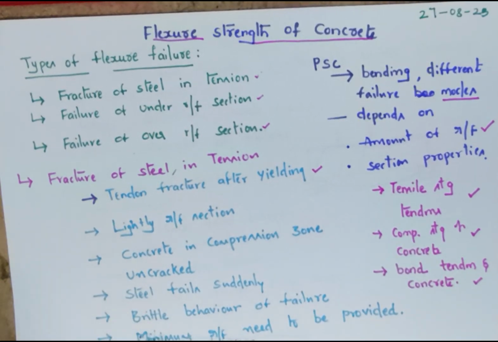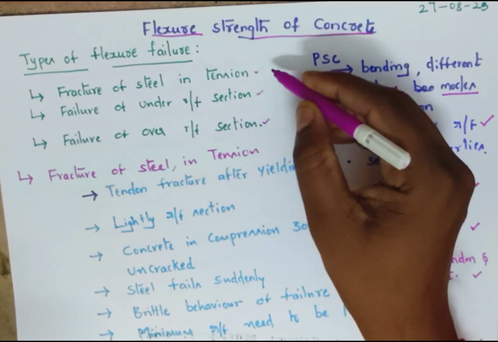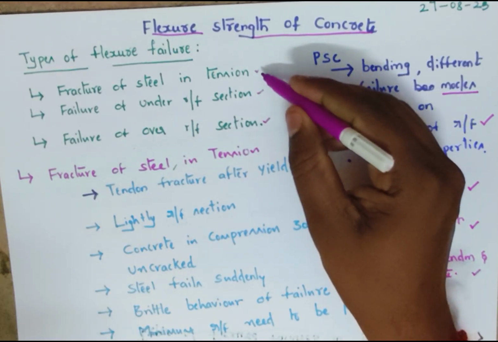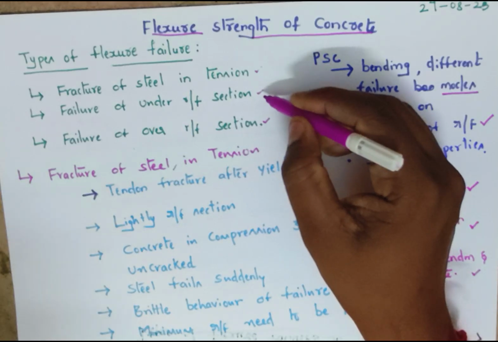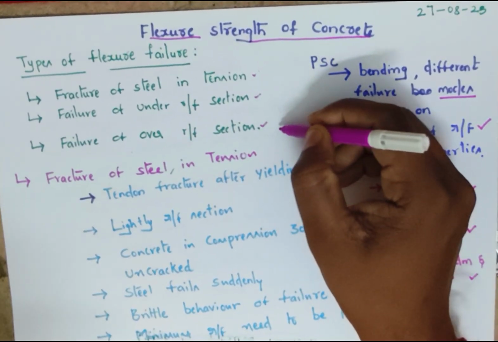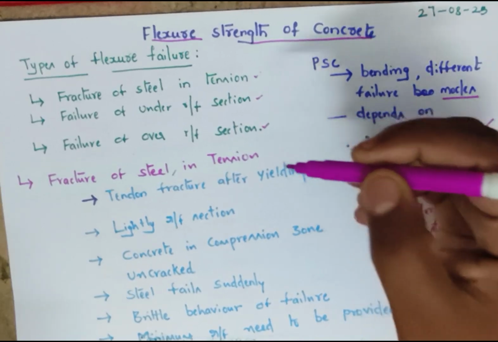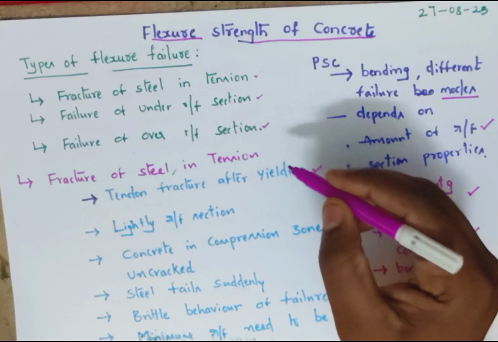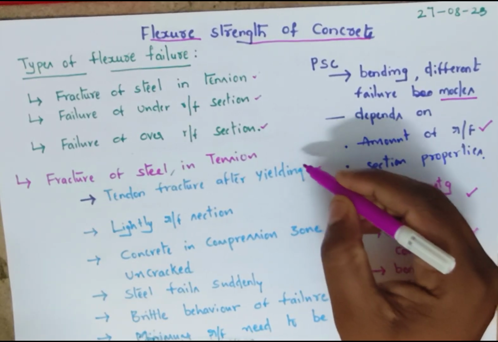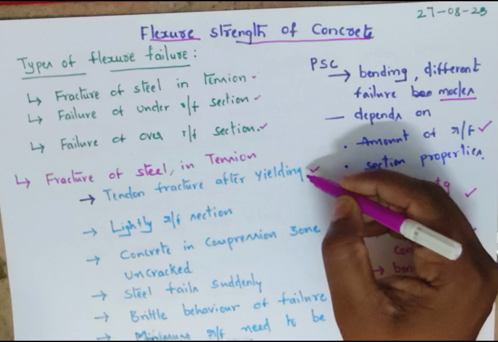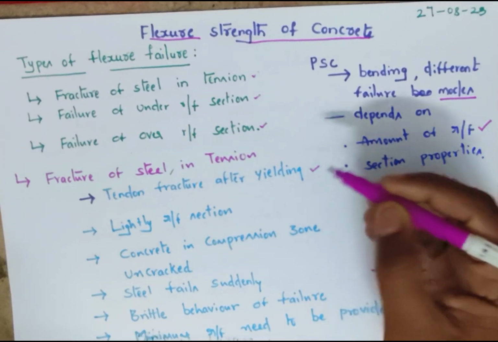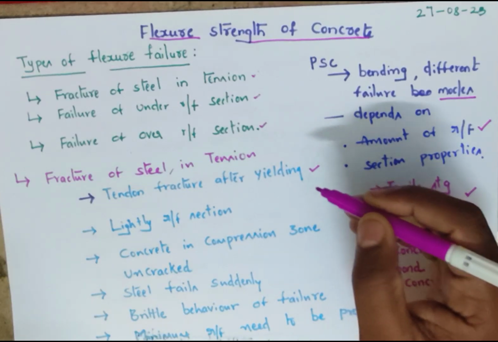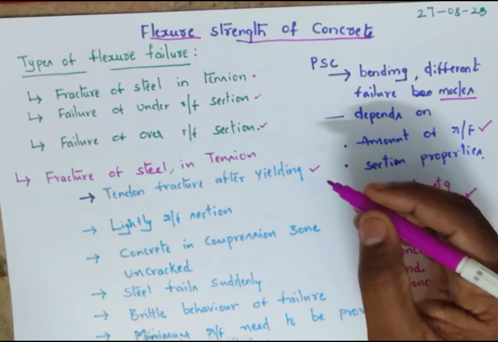Generally, in prestressed concrete sections, we may observe these three types of flexure failure modes. The first one, fracture of steel in tension; the second, failure of under reinforced section; and the third one is failure of over reinforced section. Coming to the first type of failure mode, that is fracture of steel in tension. This type of failure may occur when the prestressing tendon fractures after yielding. This might be due to insufficient concrete compression zone to balance the tension in steel.